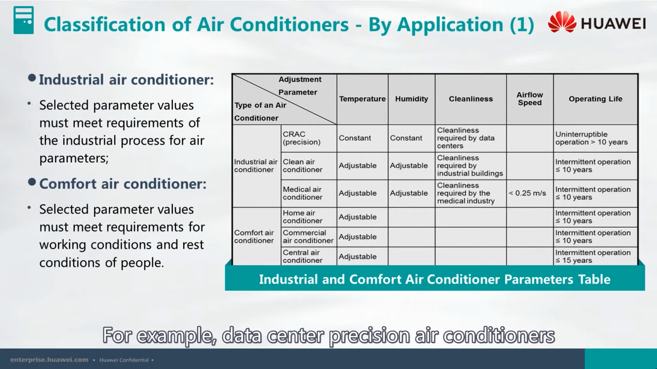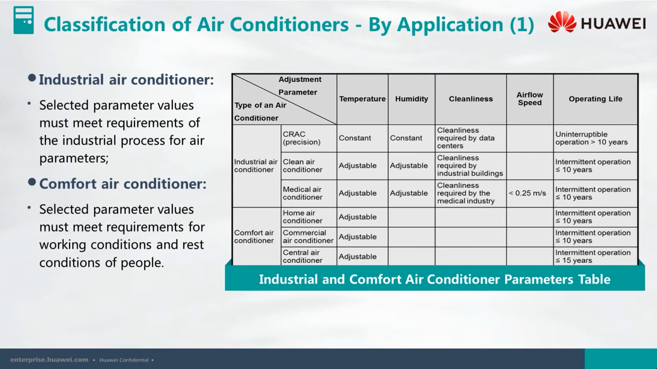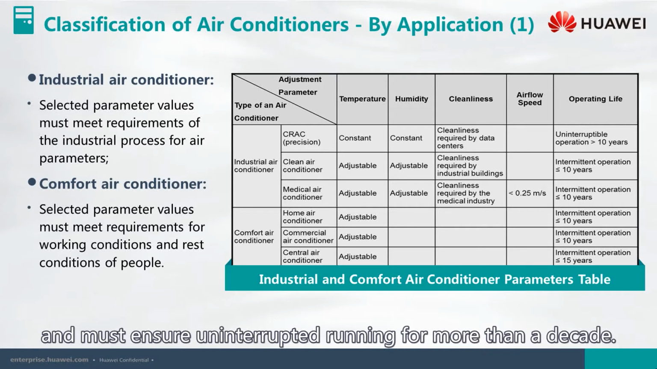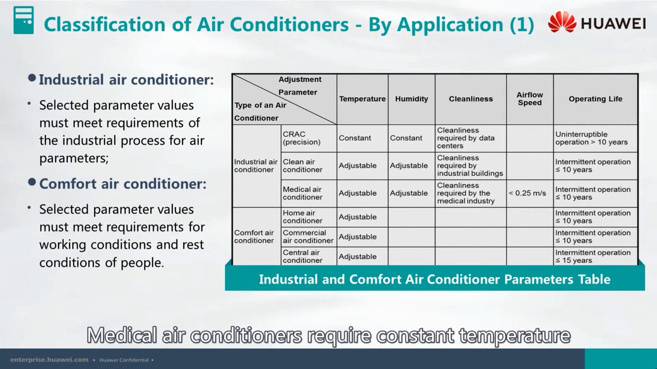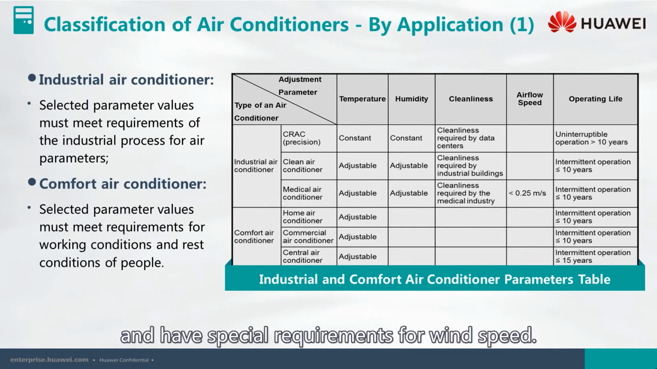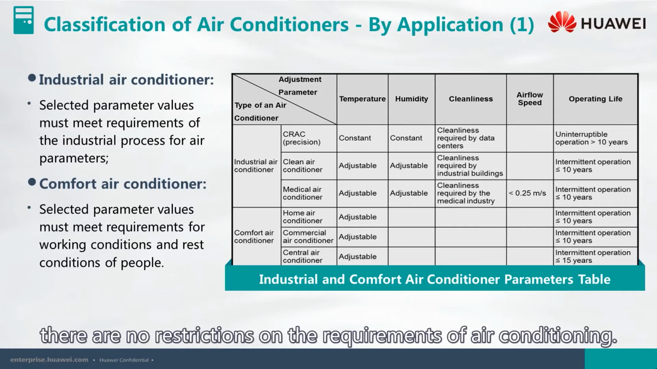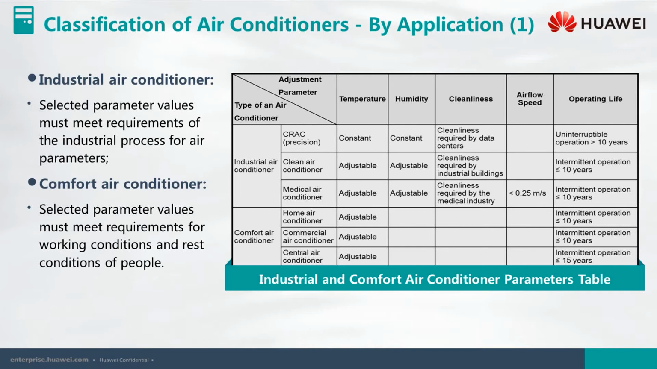For example, data center precision air conditioners need to keep the temperature and humidity constant and must ensure uninterrupted running for more than a decade. Medical air conditioners require constant temperature and humidity at all times and have special requirements for wind speed. In some commercial use scenarios, there are no restrictions on the requirements of air conditioning.